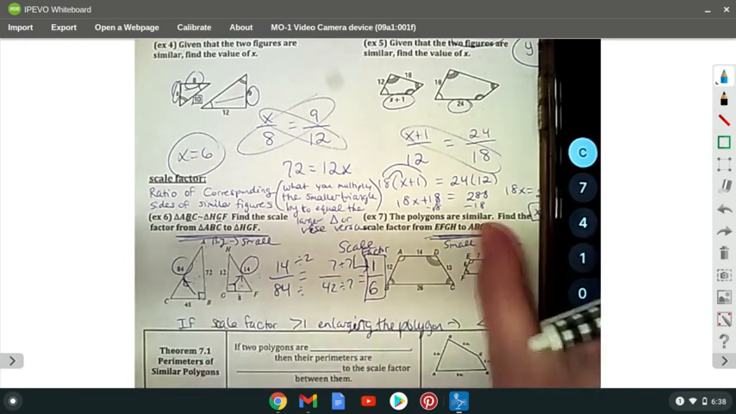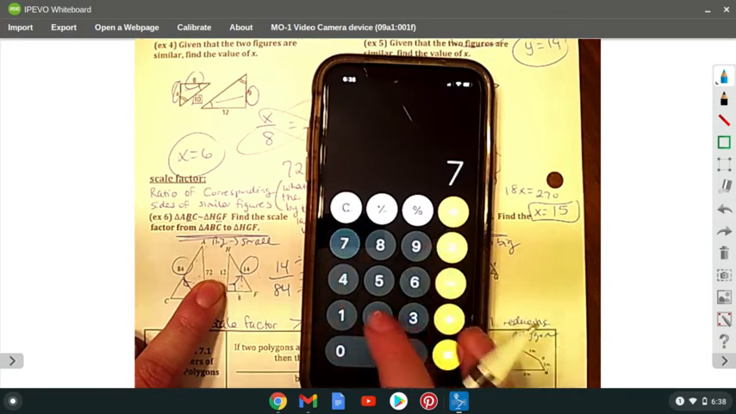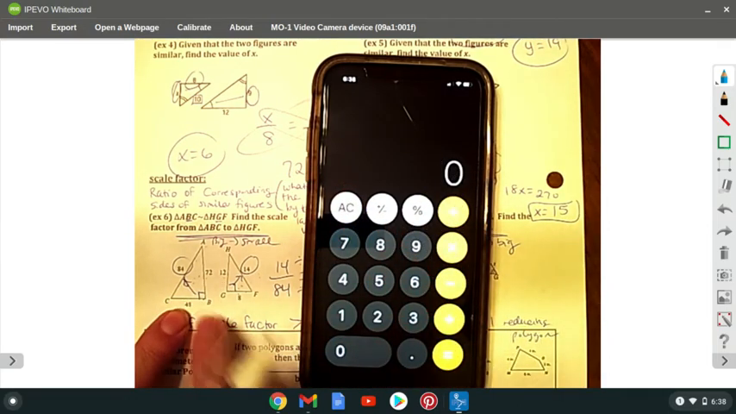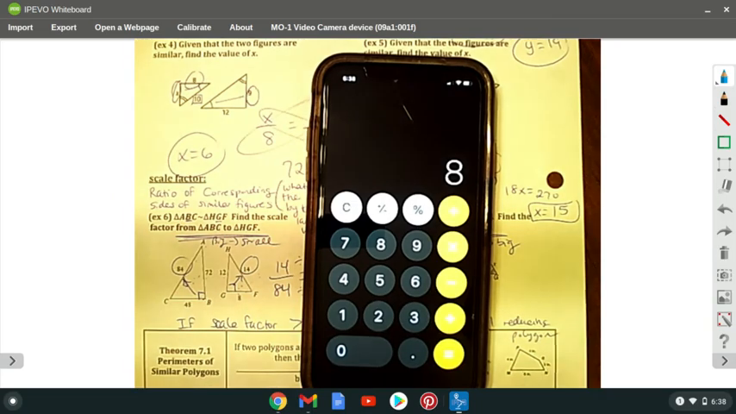So if I look at 72, the side similar to 72 should be 12. If I do 72 divided by 6, I get 12. If I do 48 divided by 6, or multiplied by a sixth, I get 8, which is that similar side. Okay.